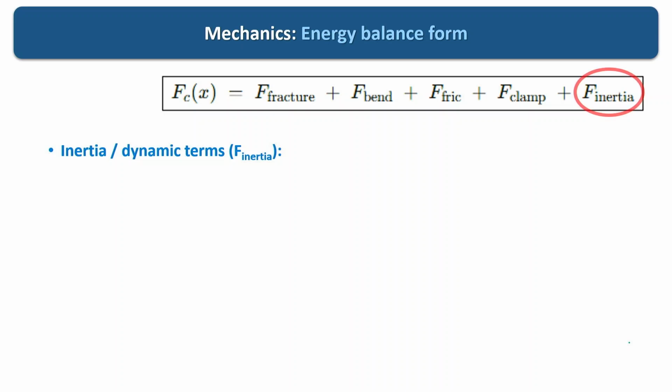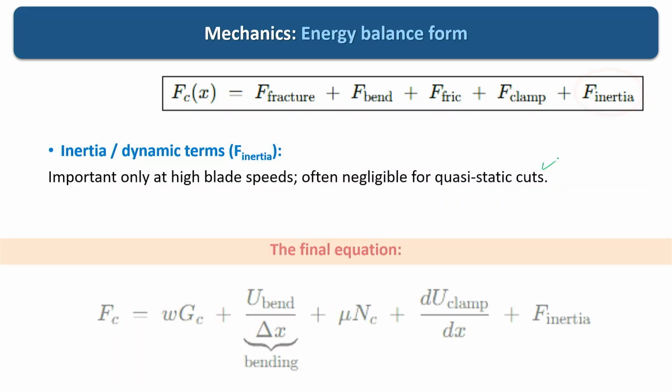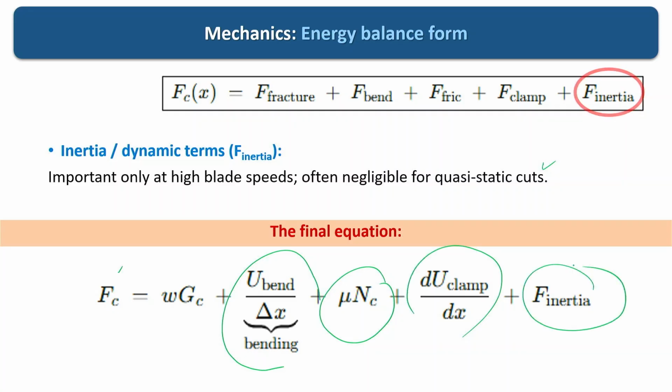Last one is the inertia or dynamic terms. So, this is important only in case of blade is in high speed. So, it can be neglected in case of quasi static cuts. Okay. So, the final equation becomes F c equal to W g c, this is for bending, this is for friction, this is for clamping, this one is for inertia. So, from this balance, if we know other components we can calculate one of the components.